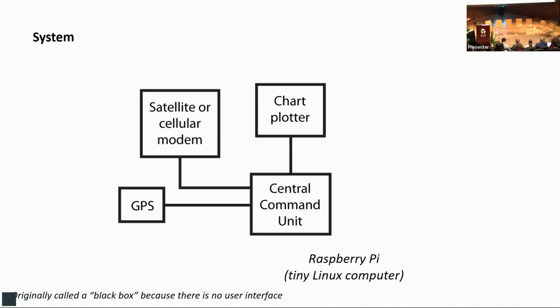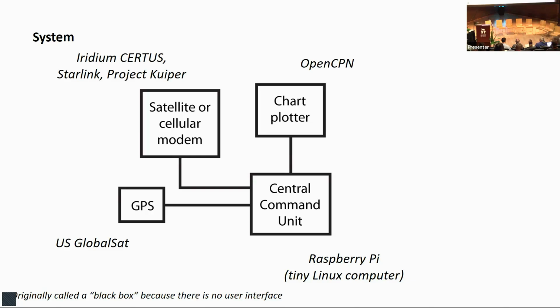So we're using a Linux computer, a Raspberry Pi, and attached to it a little GPS puck, in this case a US GlobalSat. It assumes the Raspberry Pi can get to the internet via an at-sea real-time internet connection, through whichever you like: Iridium Certus, Starlink, or coming soon, Project Kuiper. And then for a chart plotter, we're using OpenCPN, which is open source chart plotting software. And then next, the cloud.